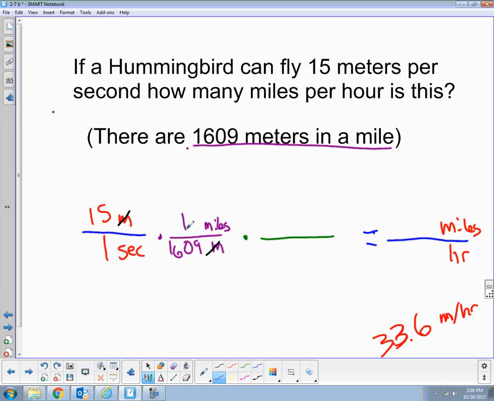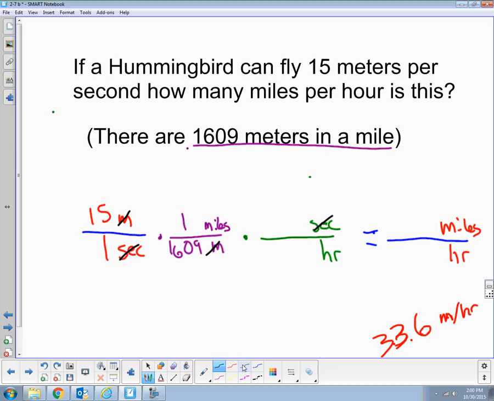But I don't want seconds. I want hours. So I want to have hours on the bottom, so I put hours on the bottom. I no longer want to have seconds, because I'm full. So I don't want seconds, so I'm going to put seconds on top there. And that, again, will allow them to cancel away and divide away. Now the units I'm left with are miles and hours, which is what I want.